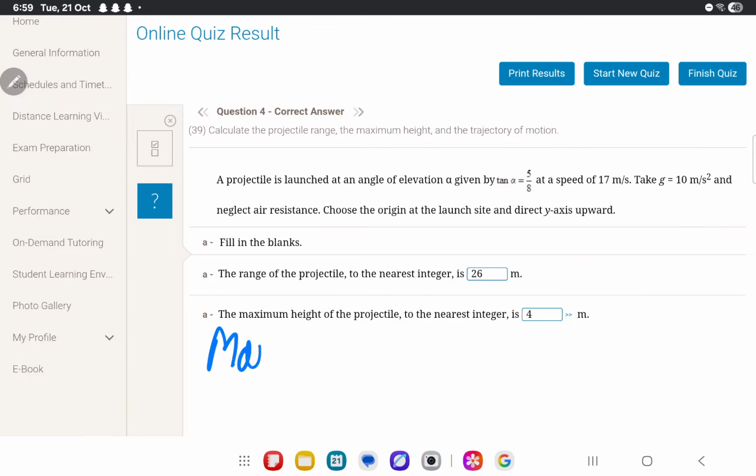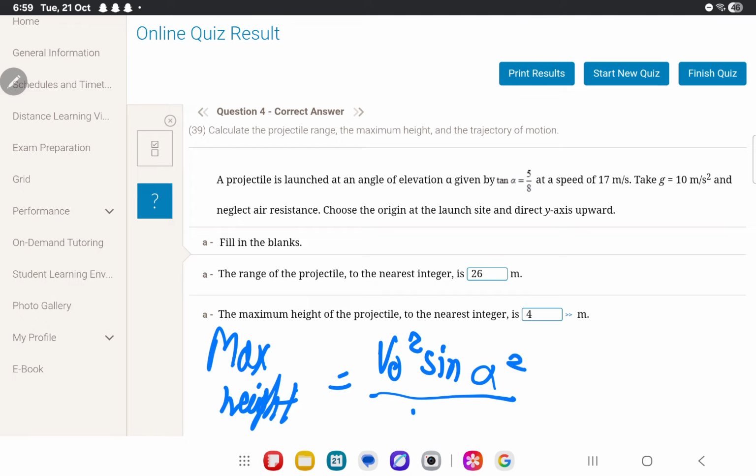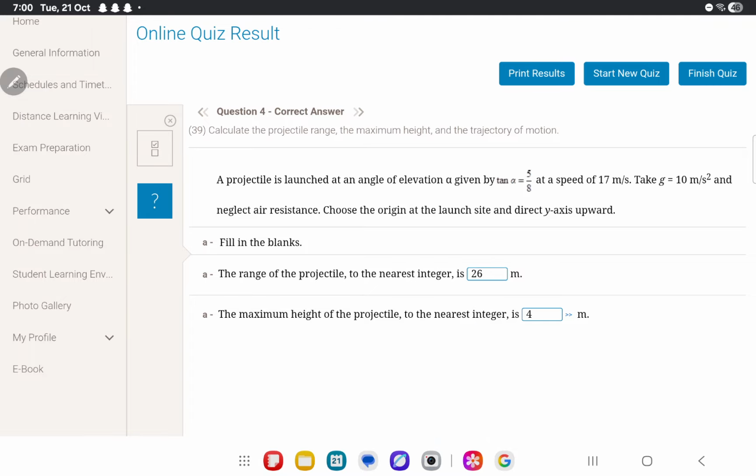Now part B is the maximum height. Remember, the maximum height is very easy. It's basically similar to that formula. So max height is equal to V0 squared sine alpha squared over 2G. The only difference here is that we took the 2 up and made it a power, and we multiplied G by 2. So doing this, you will get 70 squared sine 32 squared over 20. You'll get 4.05. They said to the nearest integer, so you round to 4 meters. That's your answer. Done.